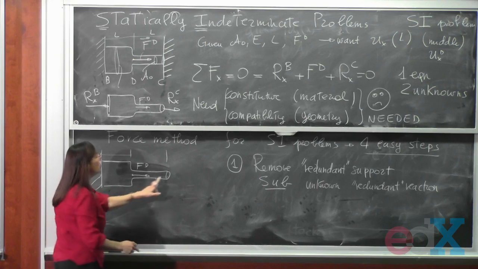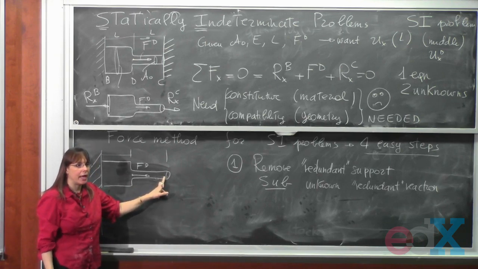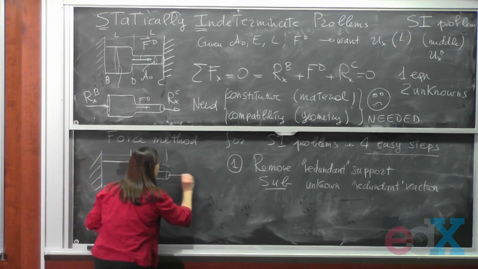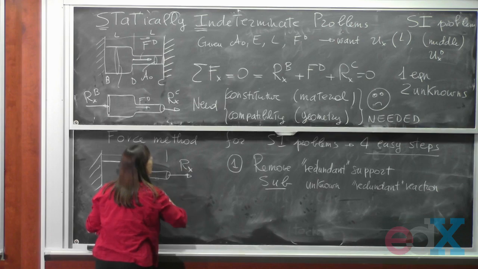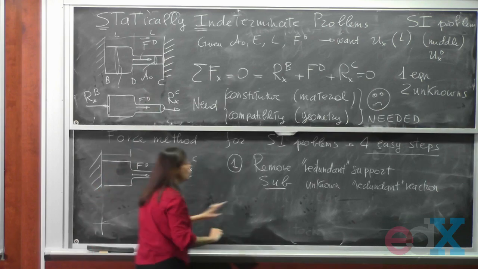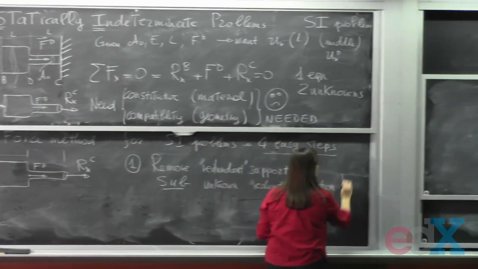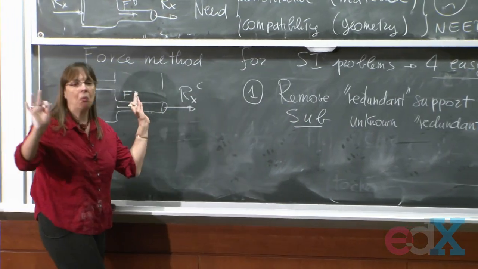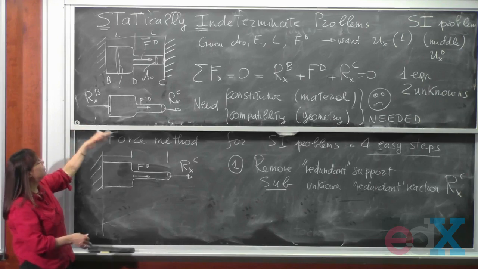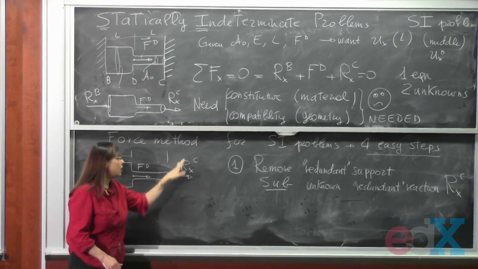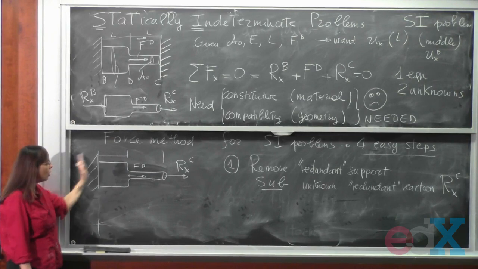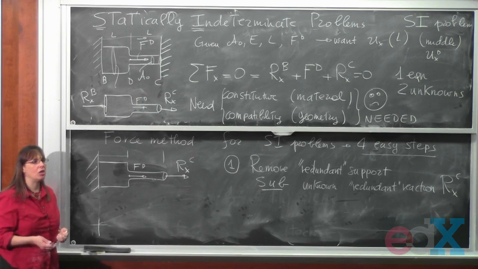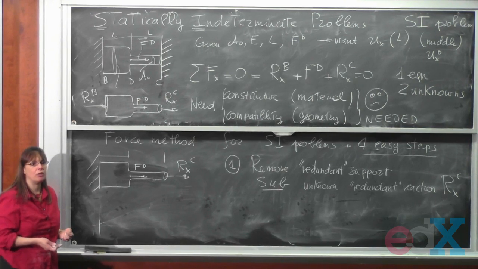But because you remove the wall, you can't just remove it and pretend it wasn't there. You have to recognize that this wall was doing something to this bar. It was applying some force. It was applying its unknown redundant reaction, Rxc. Now, which wall you take away, it's up to you. If you take away this, then this is your redundant reaction, and that's the wall that you took away. You could have done it the opposite way. There is no particular reason of which one is better.